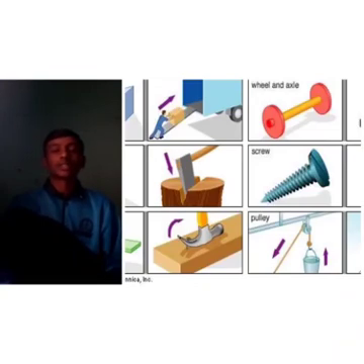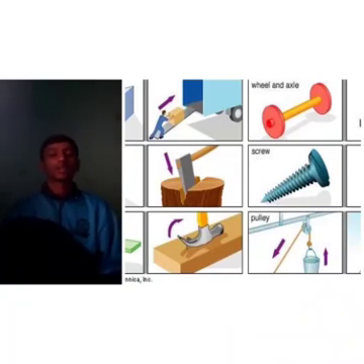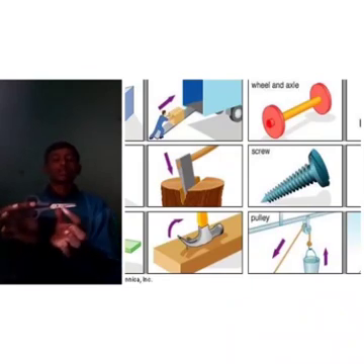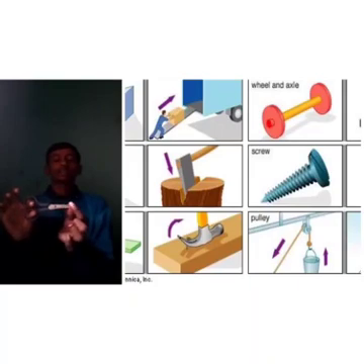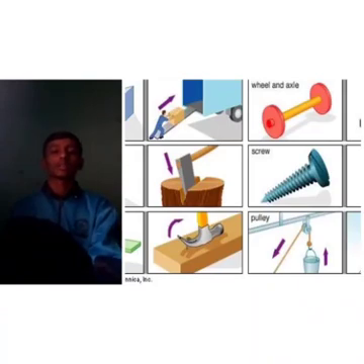First class levers. In first class levers, the fulcrum is in between, and the effort and the load are at the sides. For example, a scissor. In a scissor, the fulcrum is in between, the effort is at the side and the load is also at the side. So this is an example for the first class lever.